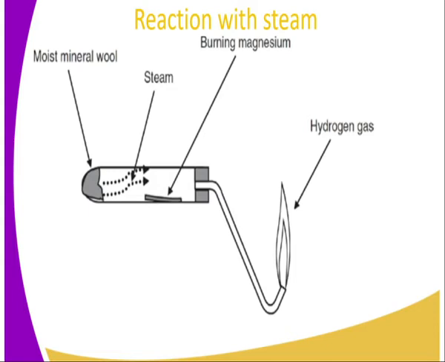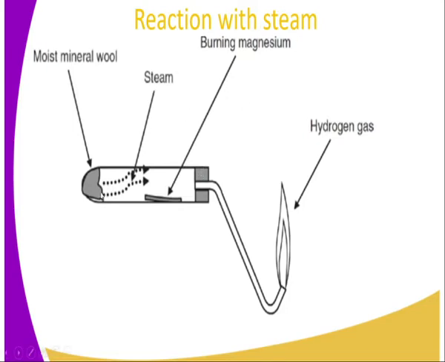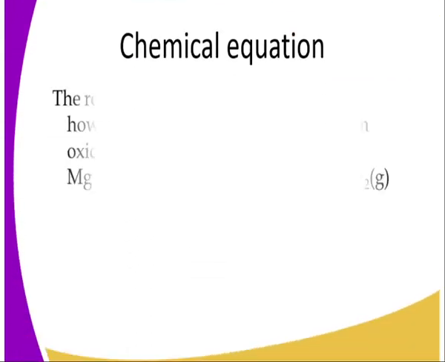Now, looking at the setup that we have here, you can see we have a boiling tube in which we have magnesium ribbon, and at the far end we have moist mineral wool. For instance, we can use wool which is soaked in water. Basically, we need to heat the wool first, and once we heat the wool, it liberates steam, which later, when we heat magnesium, combines, giving us magnesium oxide and hydrogen gas. So first we heat the wool, then we heat the ribbon, and this gives us magnesium oxide and hydrogen gas.